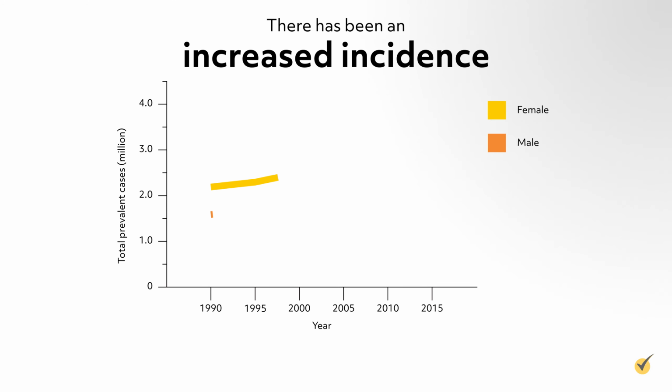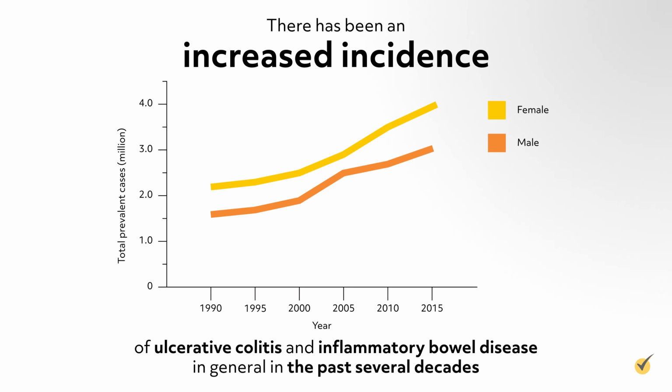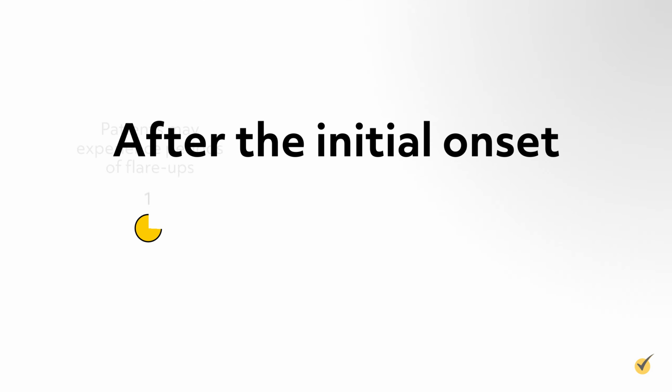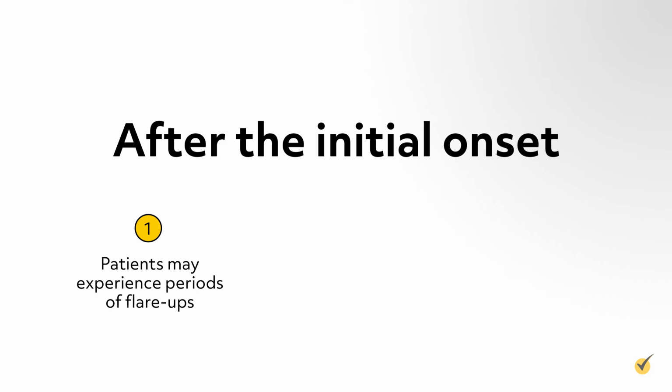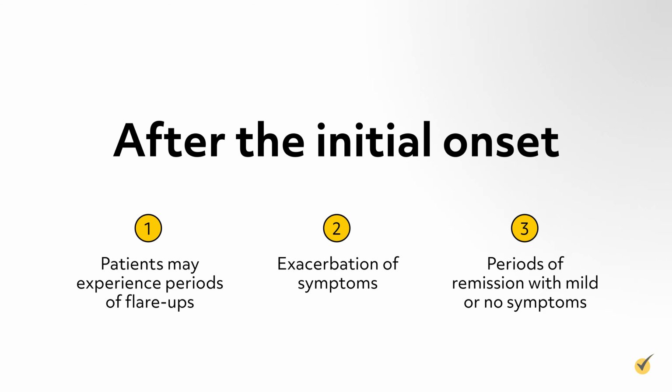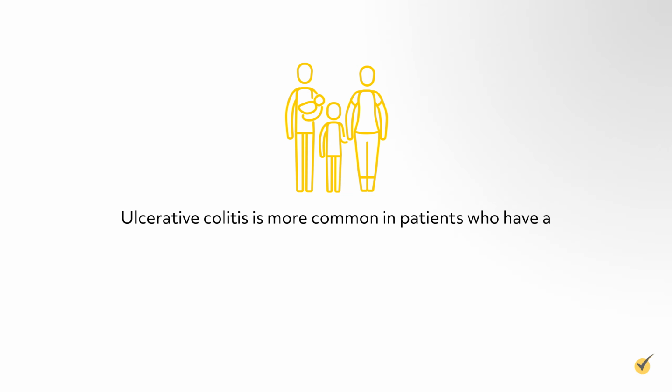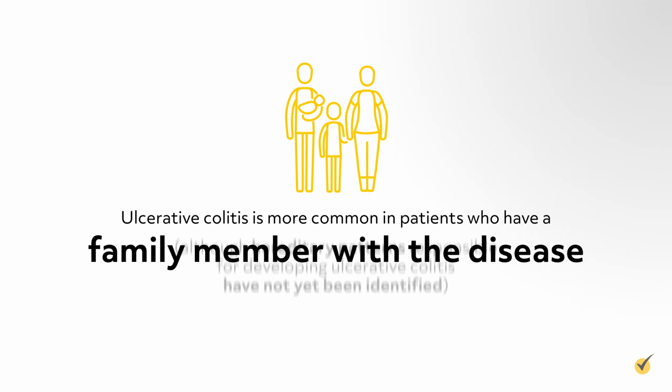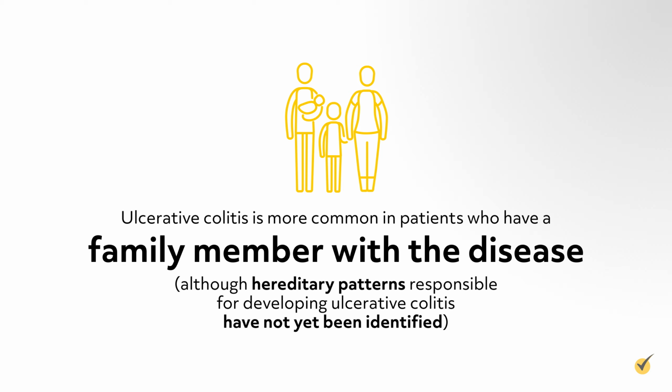Additionally, there has been an increased incidence of ulcerative colitis and inflammatory bowel disease in general in the past several decades, and these patterns may be shifting. After the initial onset, patients may experience periods of flare-ups or exacerbation of symptoms, and periods of remission with mild or no symptoms. Ulcerative colitis is more common in patients who have a family member with the disease, although hereditary patterns responsible for developing ulcerative colitis have not yet been identified.